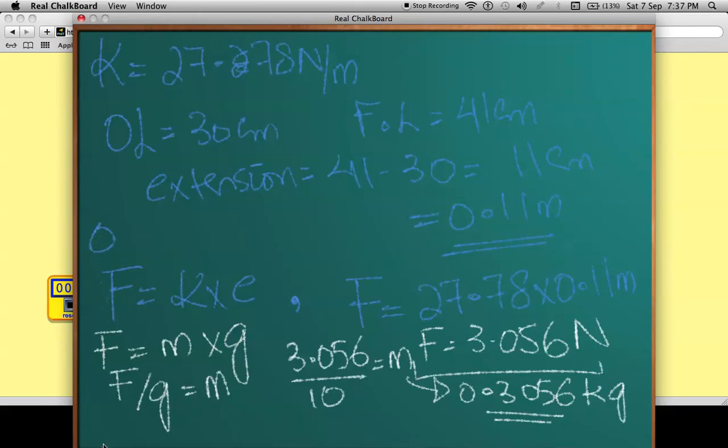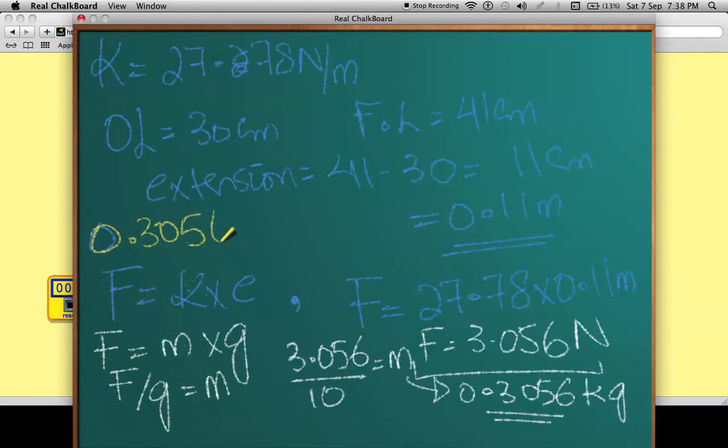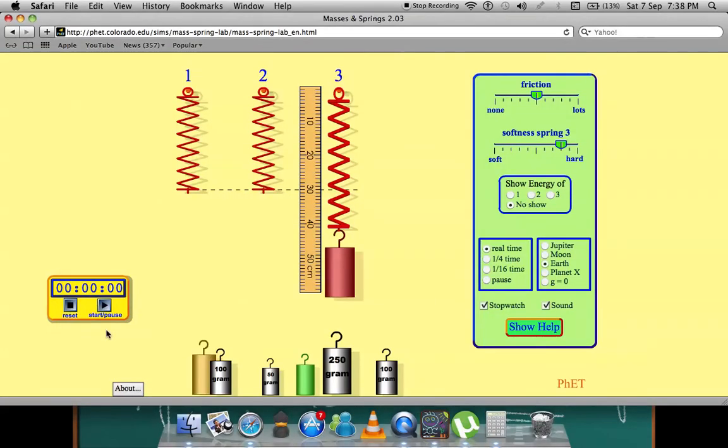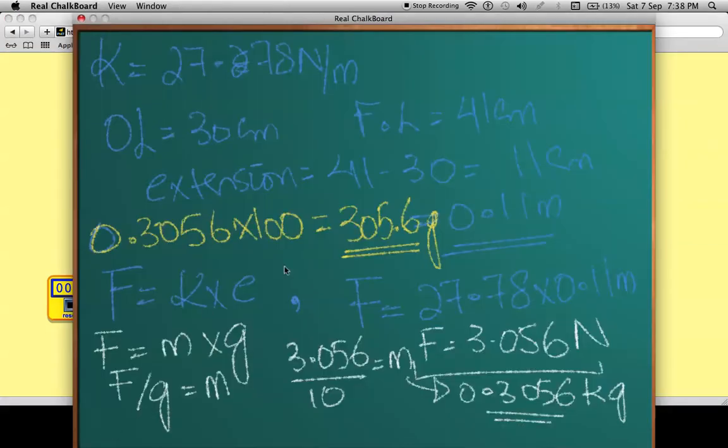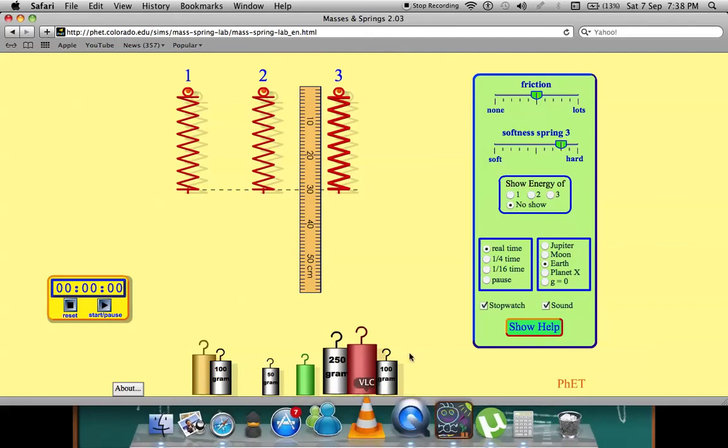So let me just change the color, it's getting monotonous here. So 0.3056 times 1000 gives me my mass in grams, which is 305.6 grams. So let's see if it makes sense. You can see that it's a bigger mass than 250. So yes, it makes sense because it can be 305.6 grams. So you see that physics is working. Obviously I can't find this mass here, but you can see that physics is working.